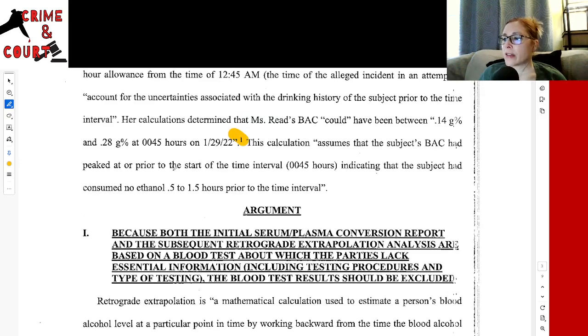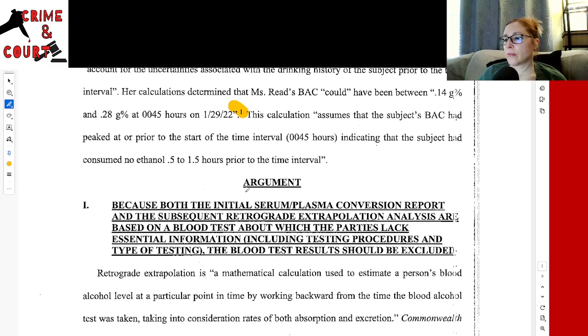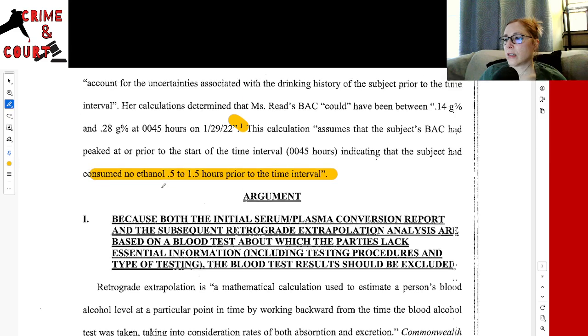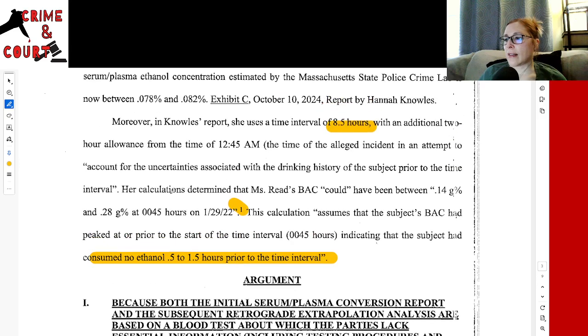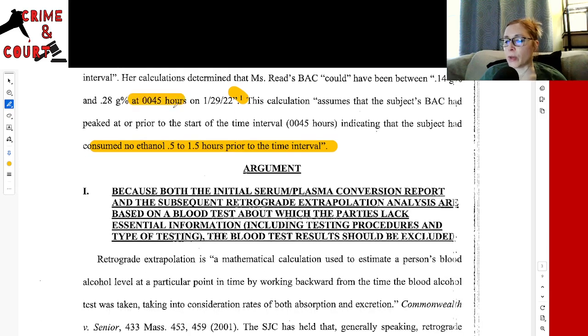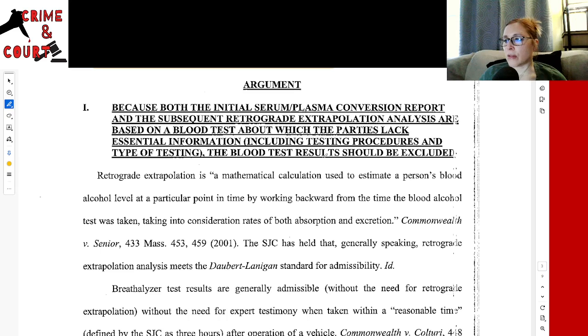Okay. So this calculation assumes that the subject's BAC had peaked at or prior to the start of the time interval, indicating that the subject had consumed no ethanol a half hour to an hour and a half prior to the time interval. So are they saying she didn't drink? I don't know. Are they saying that means she hadn't had anything to drink between an hour and a half before 12:45 at night? I think that's what they're trying to say there.